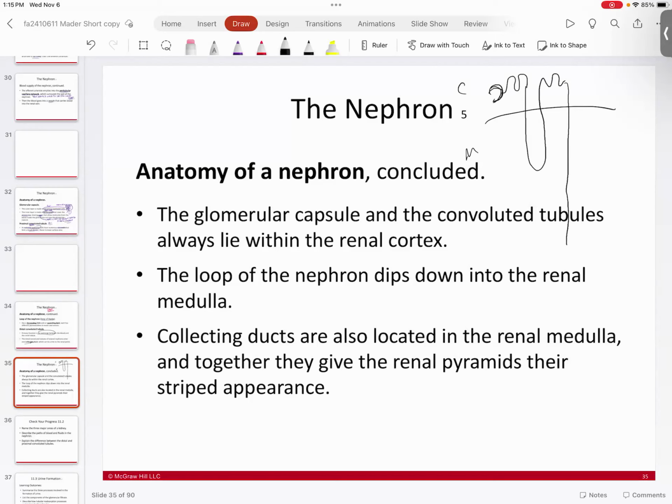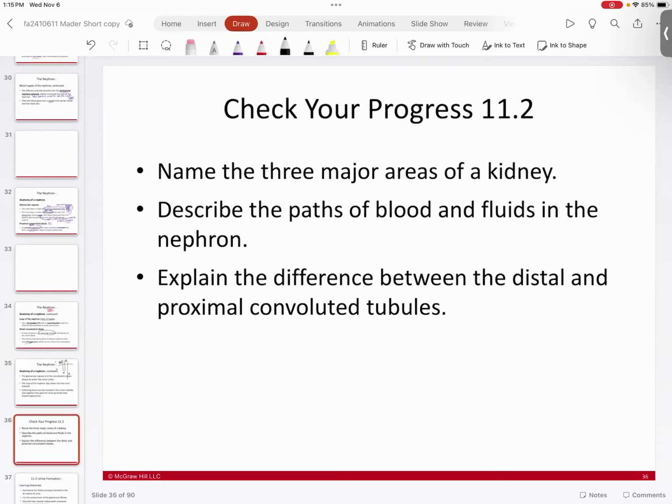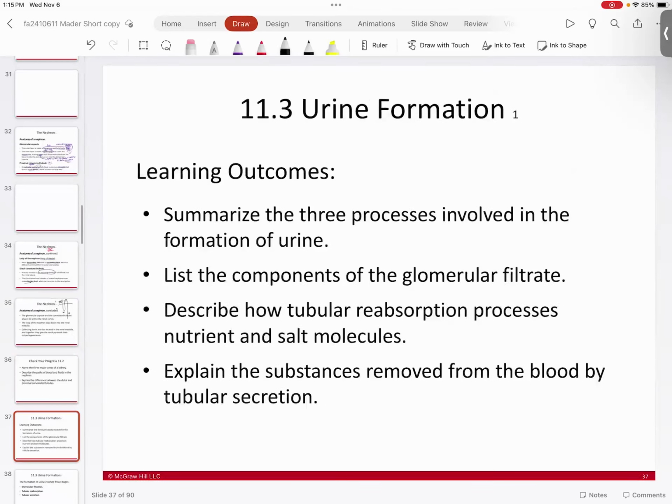So this is your capsule, this is your PCT, this is your loop, this is your DCT, and this is your collecting duct as it heads down to the tip of that renal pyramid. And then at the base of the medulla, you'll have the collection of the urine in that calyx system as it drains into the renal pelvis itself.